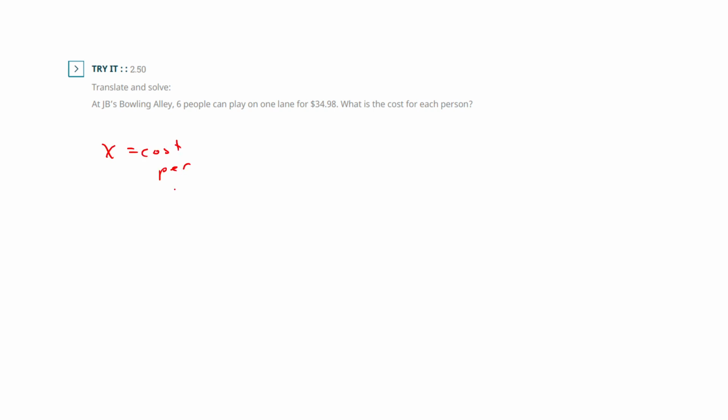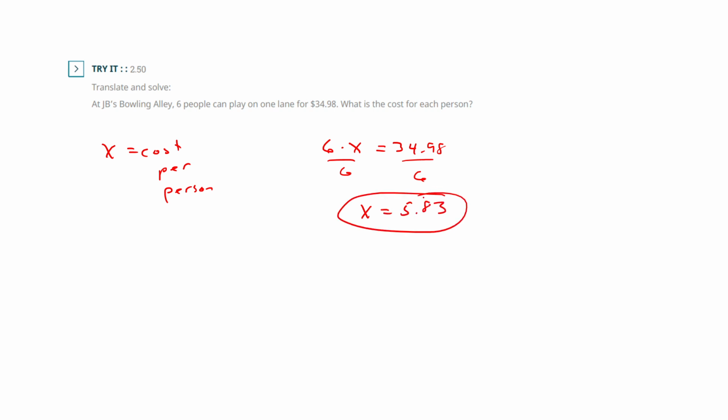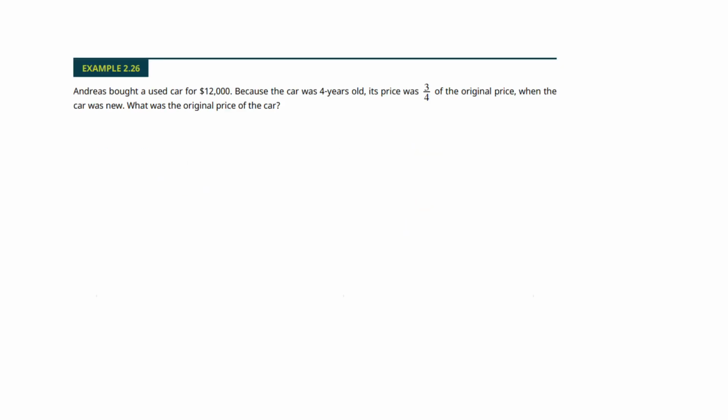Okay, so cost per person. So 6 people times their individual cost is $34.98. 6 people can play on one lane for $34.98. So here's their total, but I've got 6 people playing. What's their individual rate? That would give me the total. So I'm going to divide both sides by 6. $5.83 per person, which is a strange price.